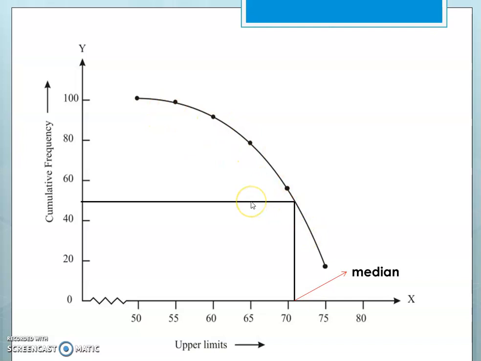And finding the median from the graph, the method is the same. You will find first n by 2. Here n is 100, so n by 2 is 50. So this is my 50 on the y-axis. From this point 50, you will draw a straight line going parallel to the x-axis, touching the curve. And from that point where it touches the curve, you will draw another straight line coming down parallel to the y-axis. Wherever it touches the x-axis, that point will be your median.